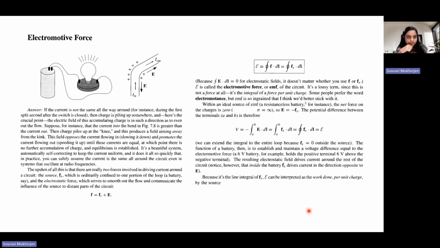Now we saw that if you have moving charges and they experience a force, there can be a redistribution because of this force, and that can again result in a net field. That very idea led to the concept of electromotive force, or EMF. So if you have a circuit, the work done in moving a unit charge in the circuit is the measure of the EMF of your circuit.